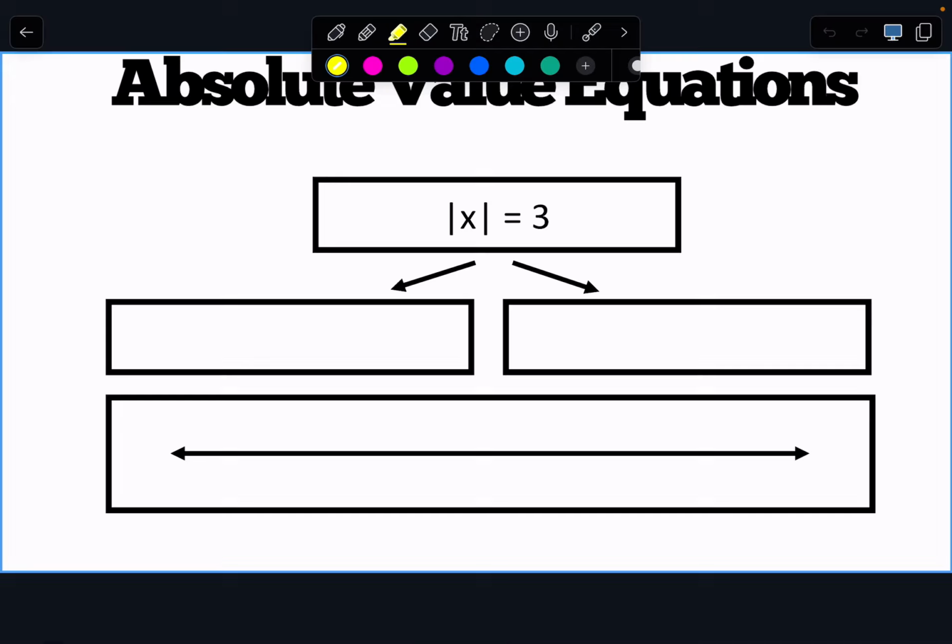I'm waiting for everyone to be quiet. Okay. When we have an absolute value equation, as long as the absolute value is by itself, we can break this up into two different equations. If the absolute value of x equals 3, then we can write x equals 3 and x equals negative 3.